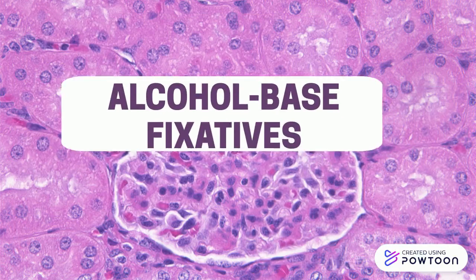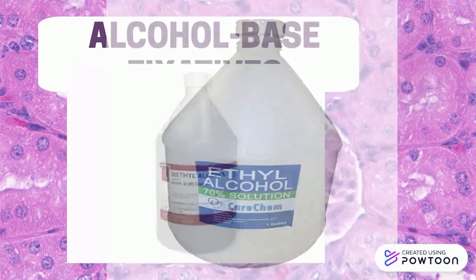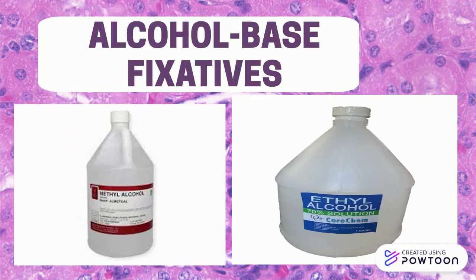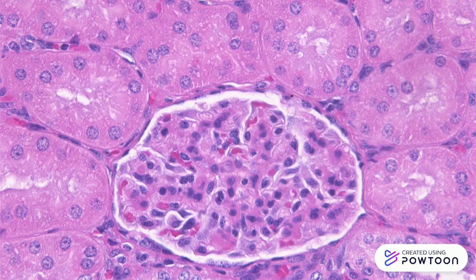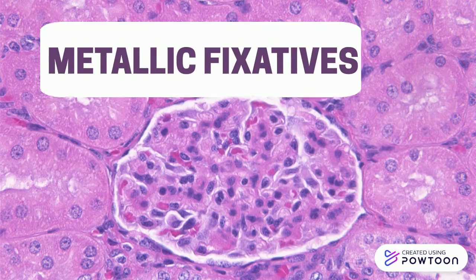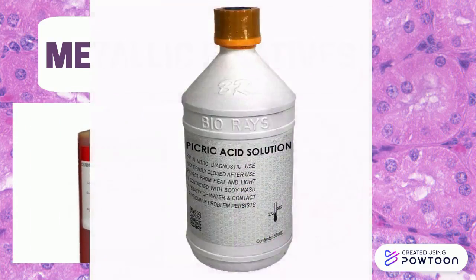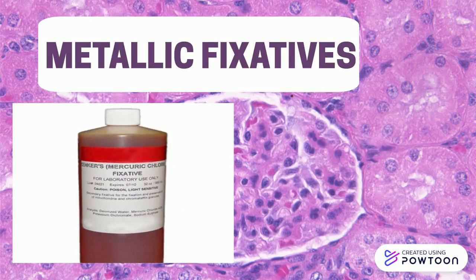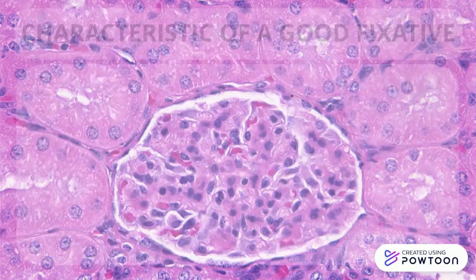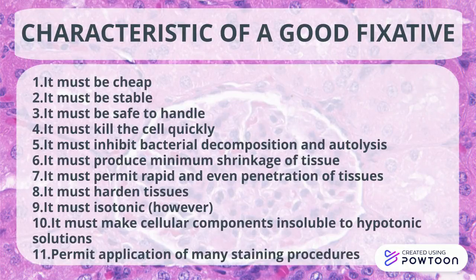Alcohol-based fixatives are methyl alcohol, ethyl alcohol, and acetic acid. They are considered to be coagulants that denature proteins. Metallic fixatives act by forming insoluble metallic precipitates, like mercuric chloride and picric acid. Here is the list of characteristics of a good fixative.